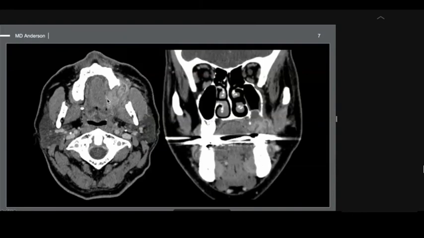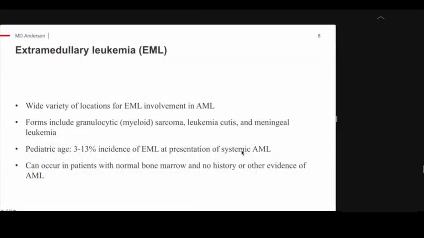This is a follow-up examination after a few weeks of treatment, and we can see that there is marked improvement and regression of the enhancing mass and improvement of the mass effect upon the adjacent oral structures. The extramedullary leukemia can manifest in a wide variety of locations in the body, and it has been described almost everywhere.